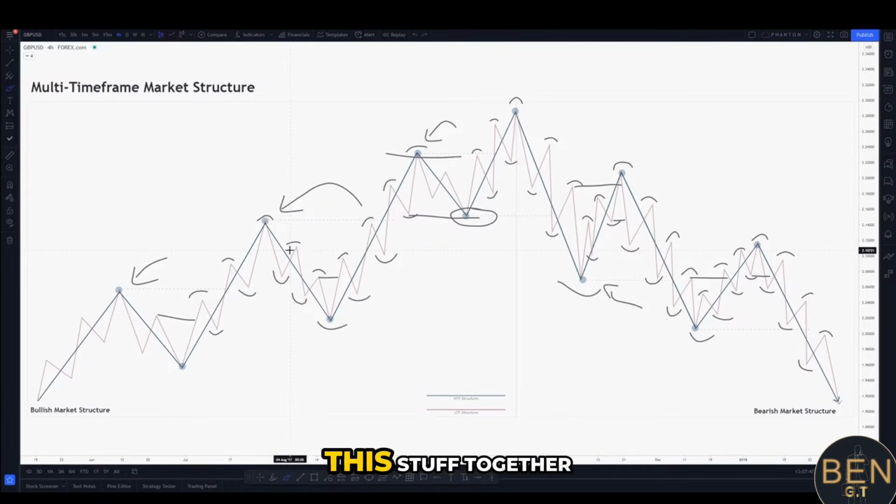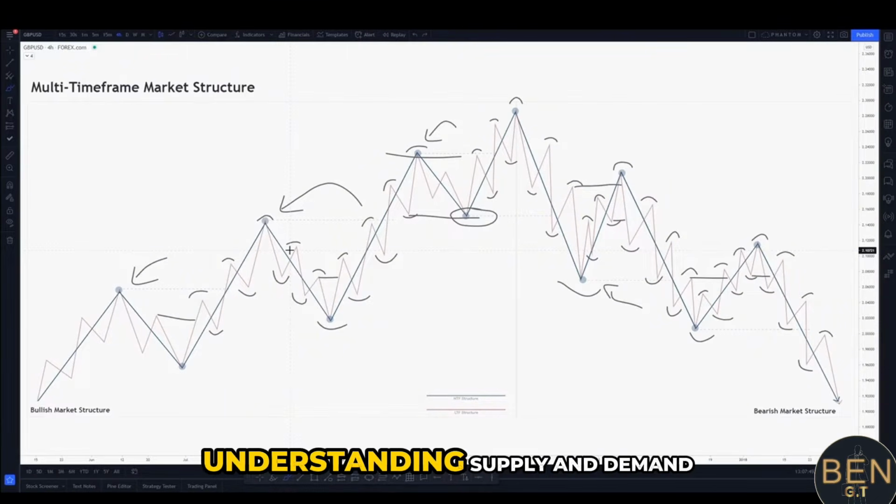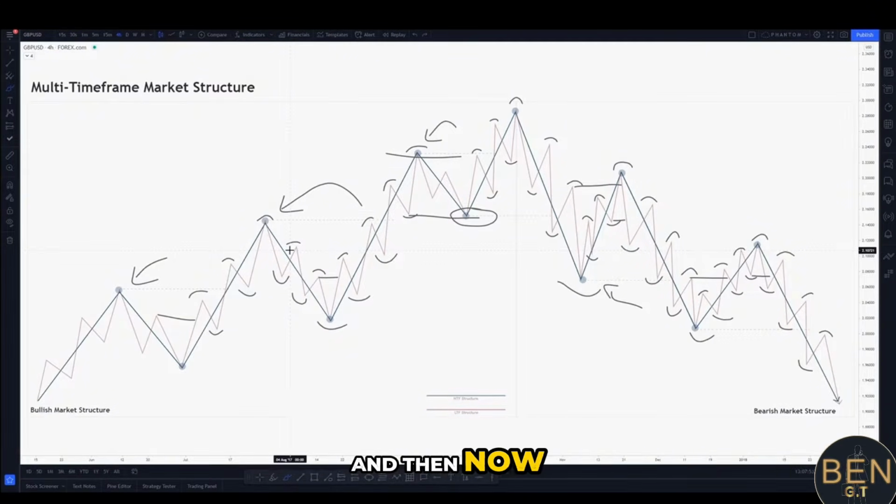We're going to piece all of this stuff together, but the main thing is understanding supply and demand, how it integrates with market structure, and then now understanding how all of the different timeframes can build that overall picture of market structure and how all of the trends that we're seeing are being built on all time frames. It's all happening fractally, meaning that it'll happen on one time frame, it'll happen on another time frame. Generally speaking, trends will start on the lower time frame, say the 1 minute, and build their way up.